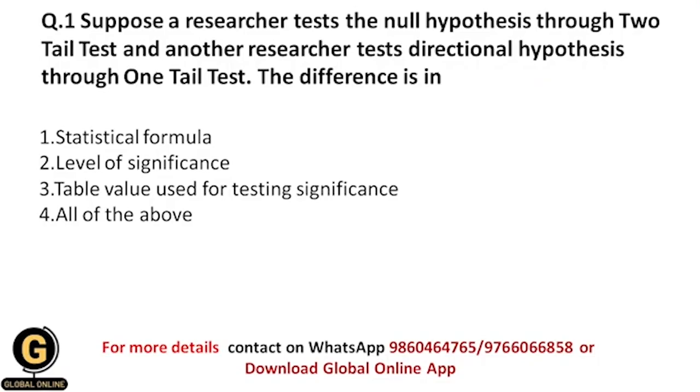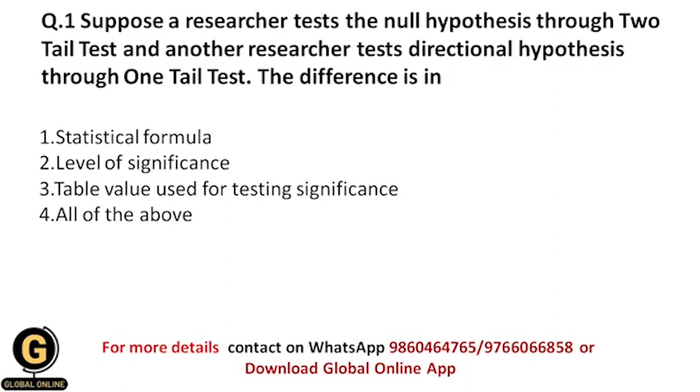Now question 1: suppose a researcher tests the null hypothesis through a two-tail test and another researcher tests a directional hypothesis through a one-tail test. The difference is in... Basically, in this question they have asked us what exactly is the difference between a two-tail test and a one-tail test with regard to testing the null hypothesis and the directional hypothesis respectively.